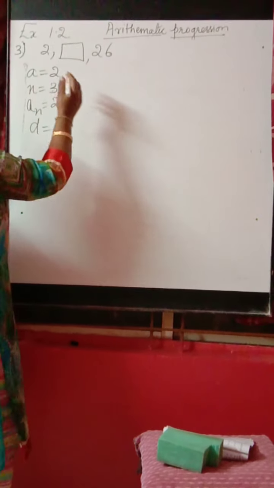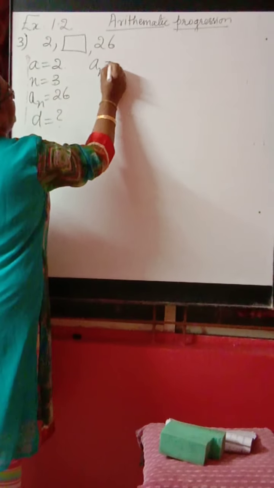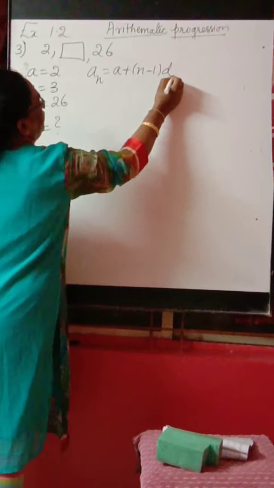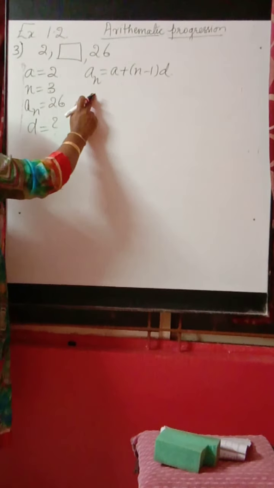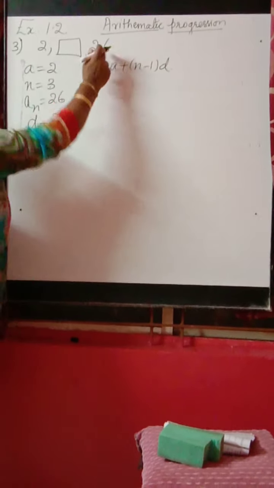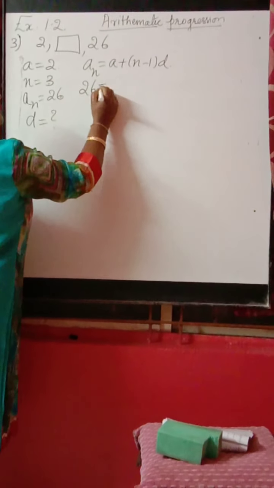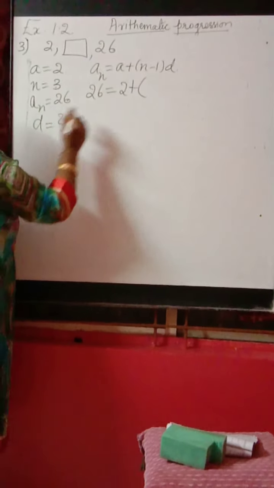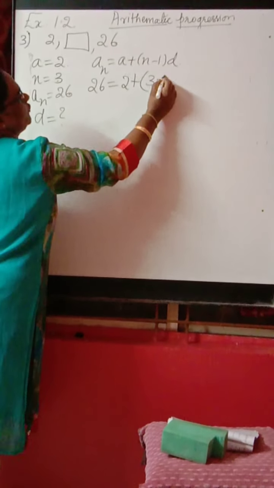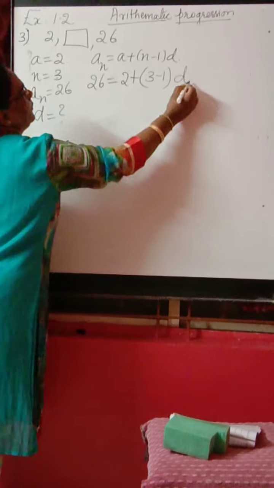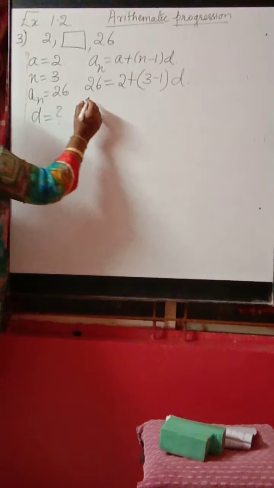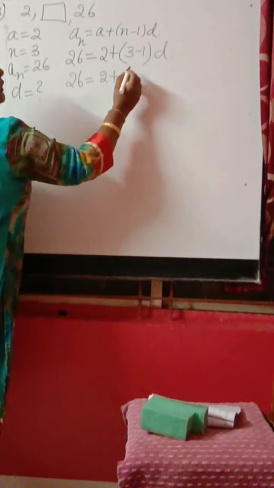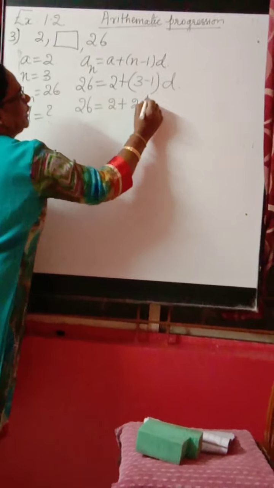So similarly, the same formula you have to use: An is equal to A plus n minus 1 into D. So An is nothing but the last term. Here the last term is the third term. 26 is equal to A means 2, plus n means 3, minus 1, into D, we don't know, keep as it is. Next, 26 is equal to 2 plus 3 minus 1 is 2. Again 2 into D is 2D.